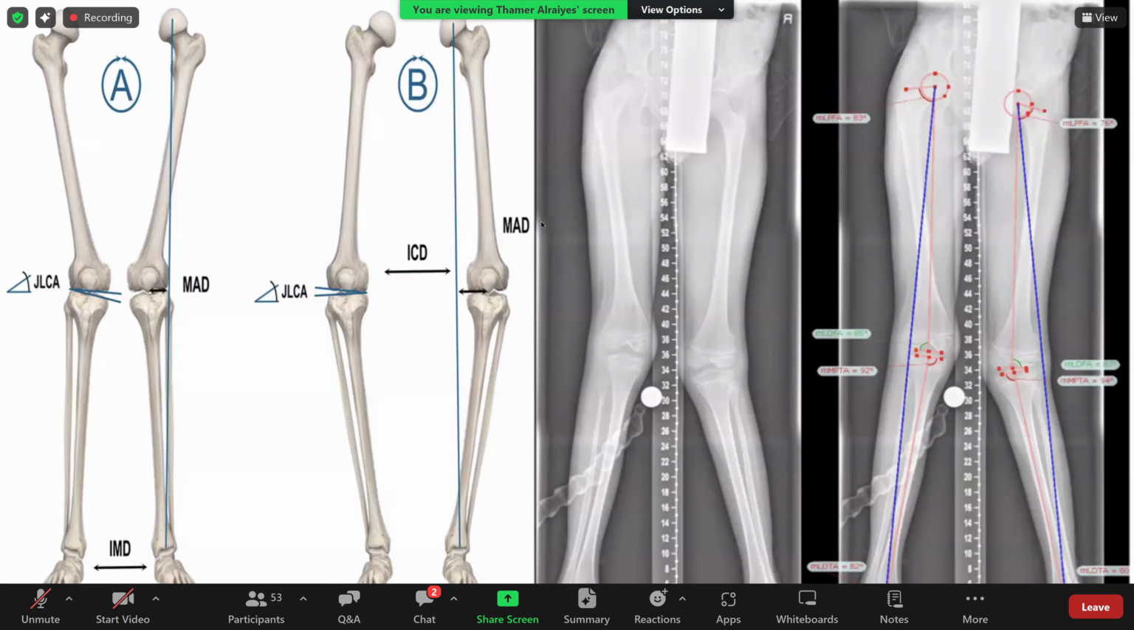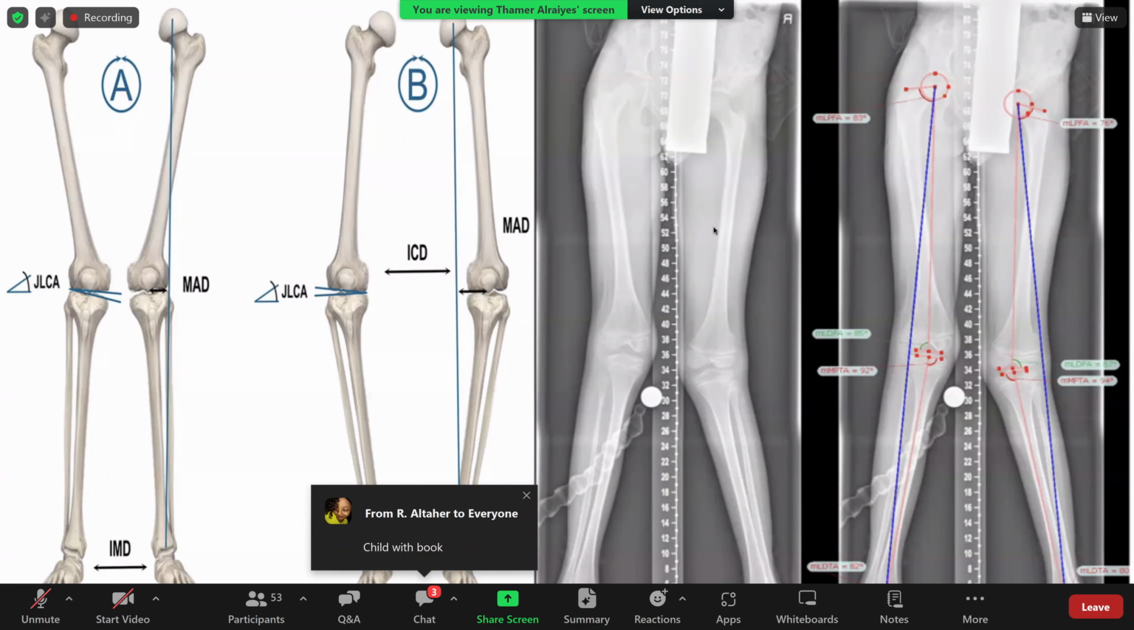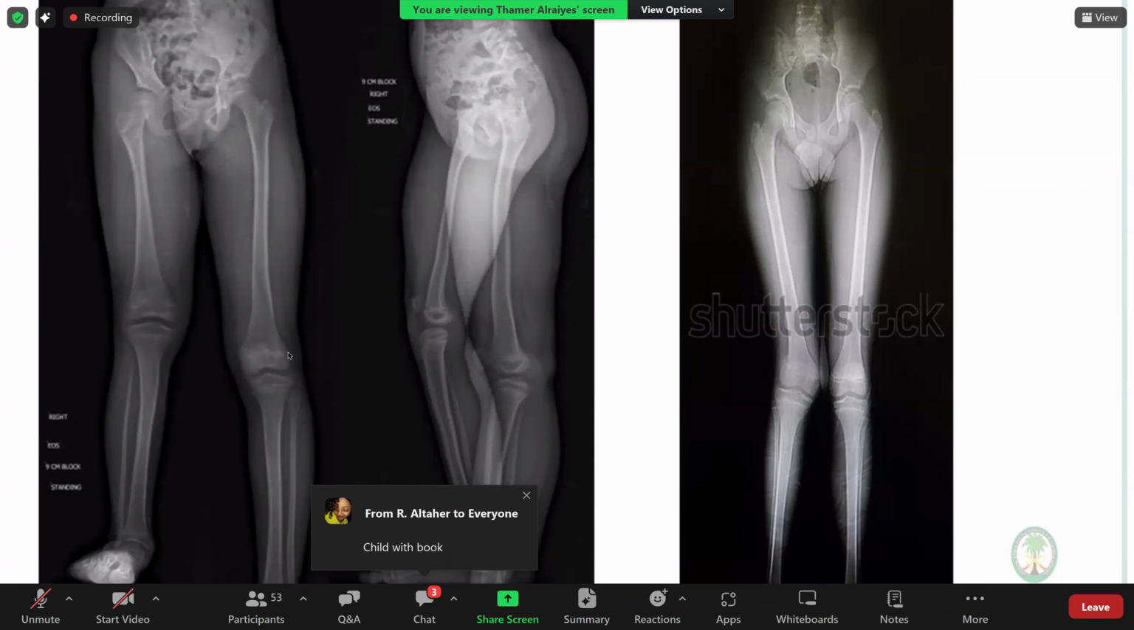Another question: how is the deformity to the lateral? Is it not a medial deformity regarding the X-ray image? Which image are you talking about? The child with a book? So this child with a book is something, and this deformity is something else. They're not the same patient. This is one patient, and this is a different patient.